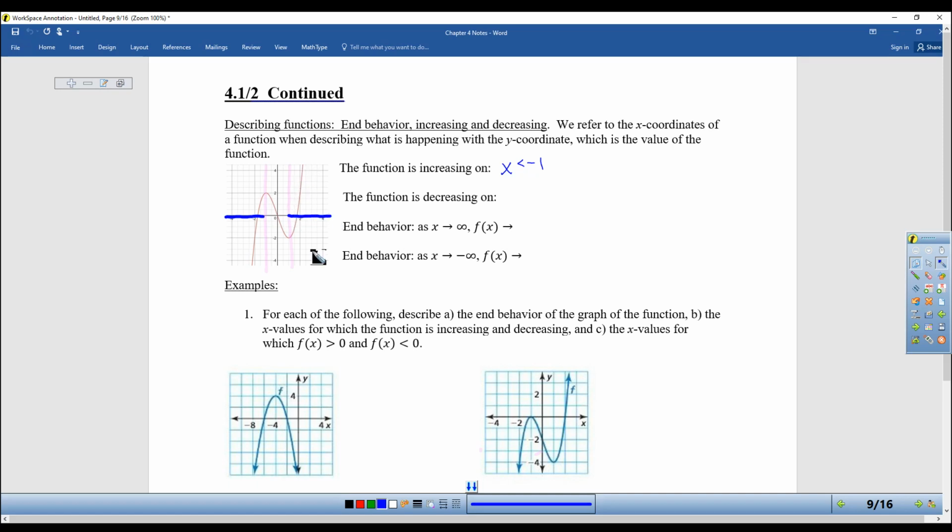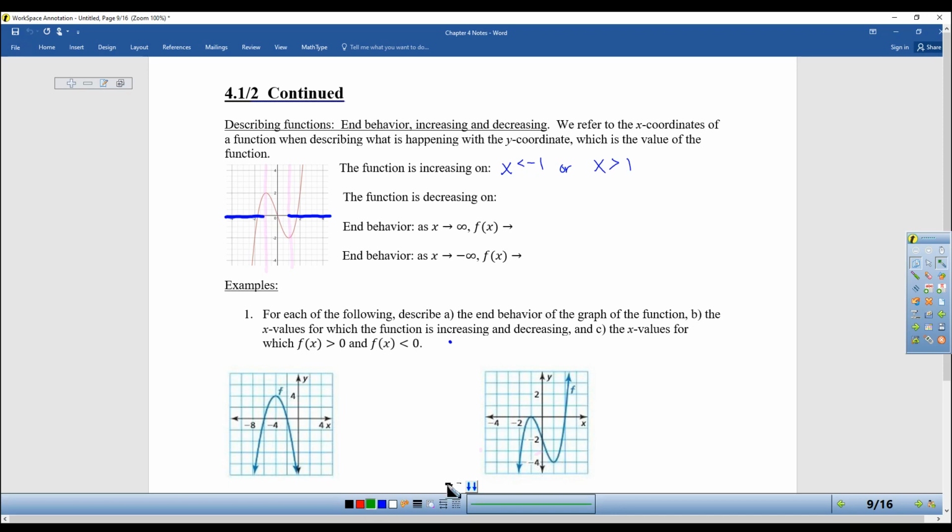Even though I'm looking at this entire section and how it goes up, if you draw the answer on the x-axis, then you're more likely to get it right. So it's also increasing at x is greater than 1. And I know it looks funny that I wrote or instead of and, because it can't be both places at the same time. So it's increasing if x is less than negative 1 or if x is greater than 1. If you say and, there is no x that is both less than negative 1 and greater than 1. So we use the or in math.